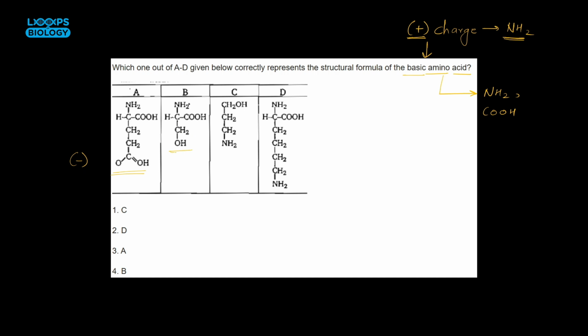In this case, there is a presence of OH, so this is non-polar. In this case, this is not even amino acid, as there is no COOH group. NH2 fulfilled, COOH fulfilled, H, and there is a presence of NH2. So this option D is nothing but my basic amino acid. Got it? How to understand what is basic amino acid?